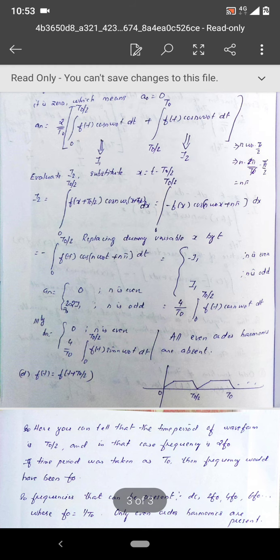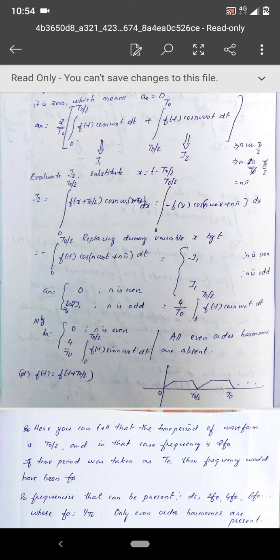That is equal to the integration, and a minus sign will be coming outside. So already you have a minus sign, and that minus sign and minus sign will get cancelled. So the integration will be 0 to t naught by 2 f of t cos n omega naught t. That means it is the same integration as I1. So when n is even, that is minus I1. When n is odd, it is I1.